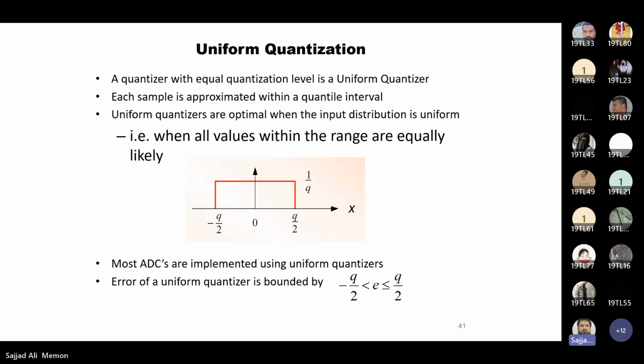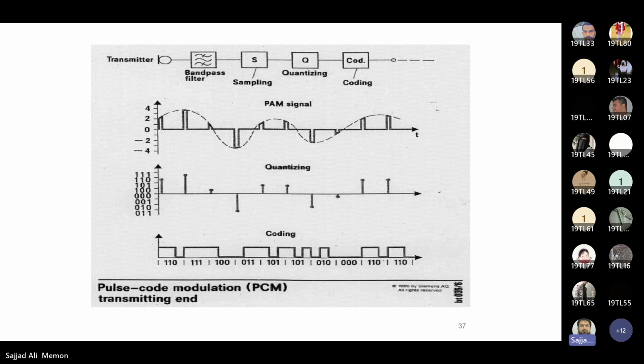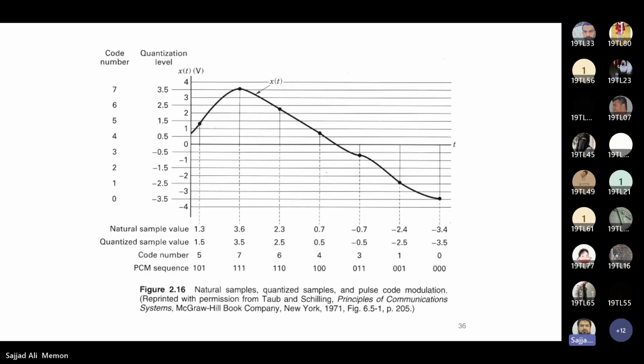Then we have quantization types. We have two. One is uniform quantization and one is non-uniform quantization. Let's first see the uniform quantization. A quantizer with equal quantization levels is a uniform quantizer. Like we have seen in the figure, we consider the first one, this one. So this is the uniform quantization.